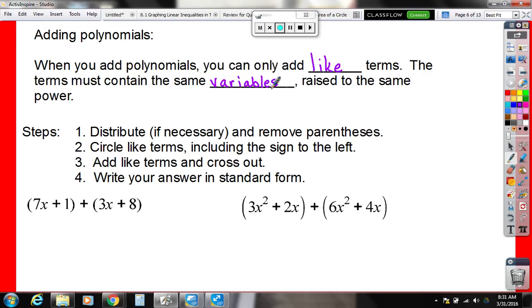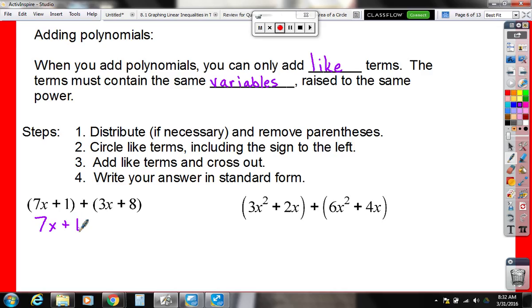And I've given you 4 steps to do this. First, distribute if necessary. We're not going to have to really distribute whenever we're doing addition because we don't have to distribute the addition sign, but when we do subtraction, we will need to distribute that. And we're going to circle like terms, and we're going to include that sign to the left so we don't forget what the sign is. Add all the like terms, cross them out when we're done, and then make sure you write your answer in standard form. So the first thing I'm going to do is just get rid of those parentheses.